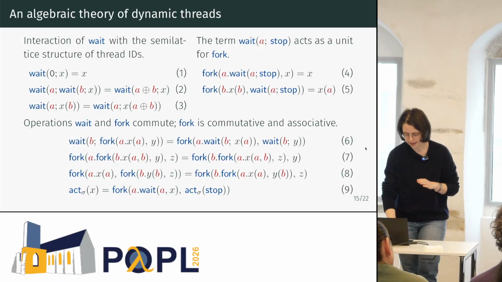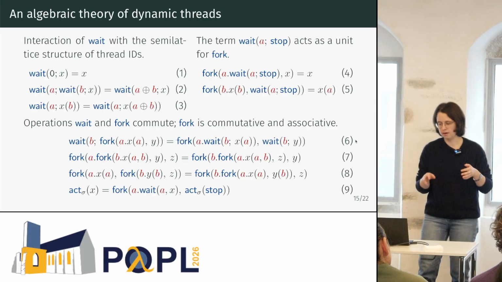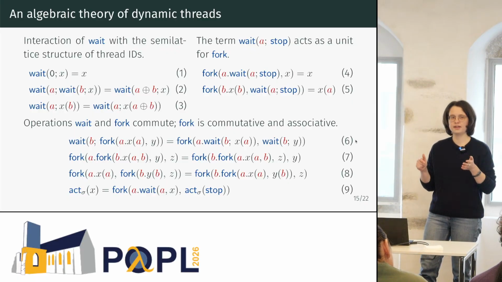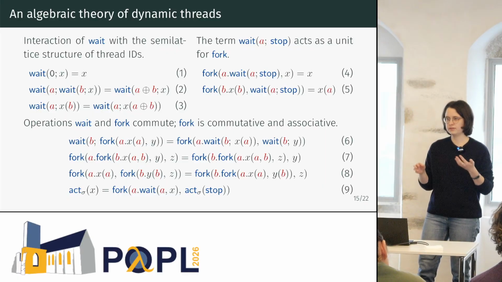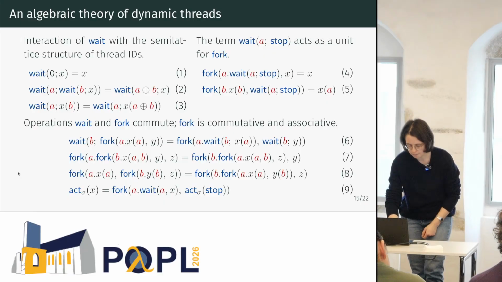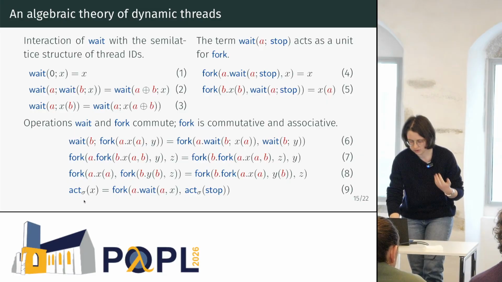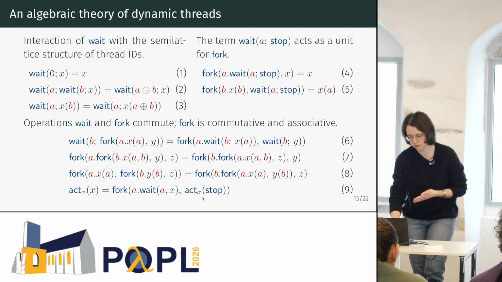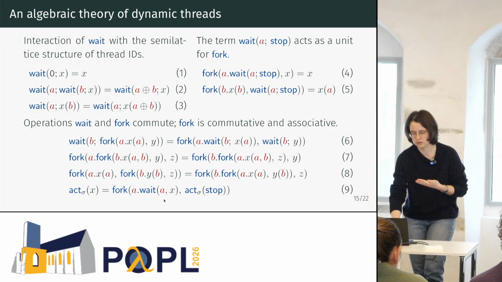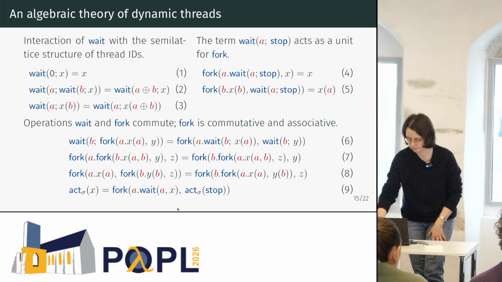And then the last group says that waiting and forking commute with each other, and that fork is commutative and associative. And then the last equation about act just says that doing sigma and continuing as X is the same as doing sigma on a child thread while the parent is waiting for that thread to finish. Okay.